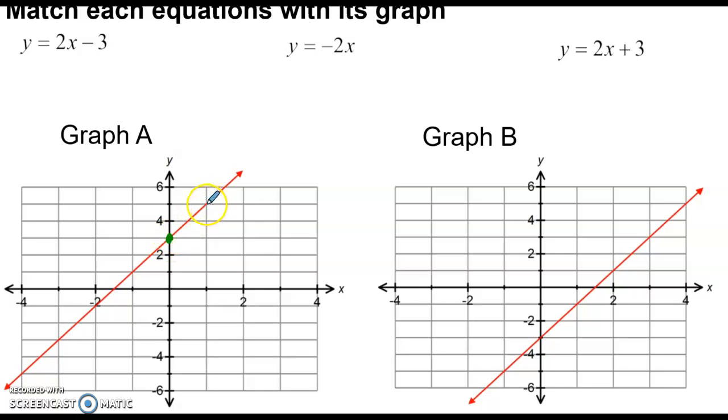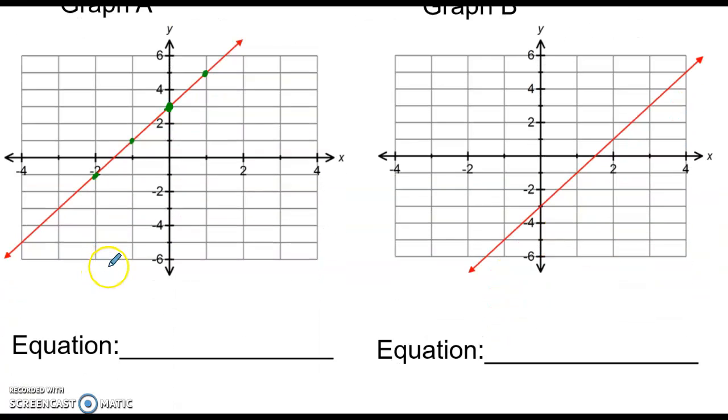We're also going to look at the difference between one point and the next consecutive point, and we can see that this graph goes up by 2 for every point that it goes. So then the equation for this one would be y equals 2x, because it goes up by 2 each time, plus 3, because it starts at a y-intercept of 3.